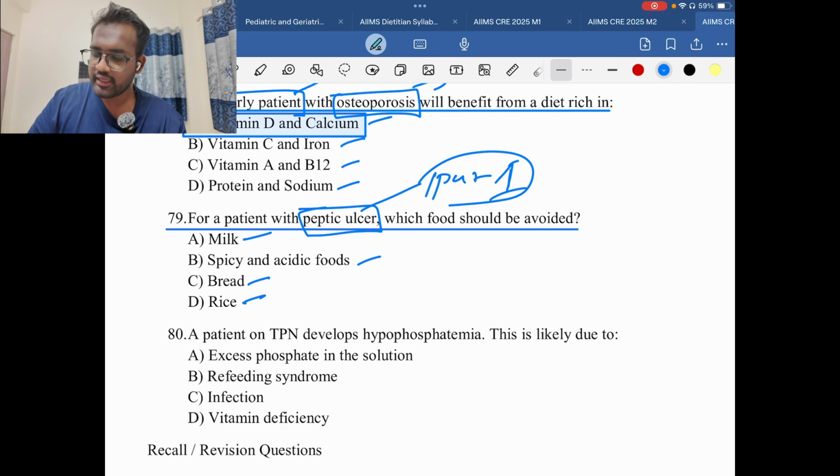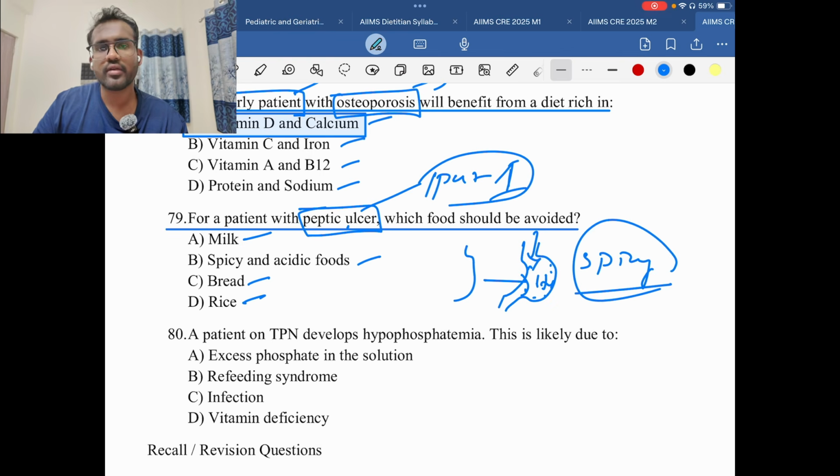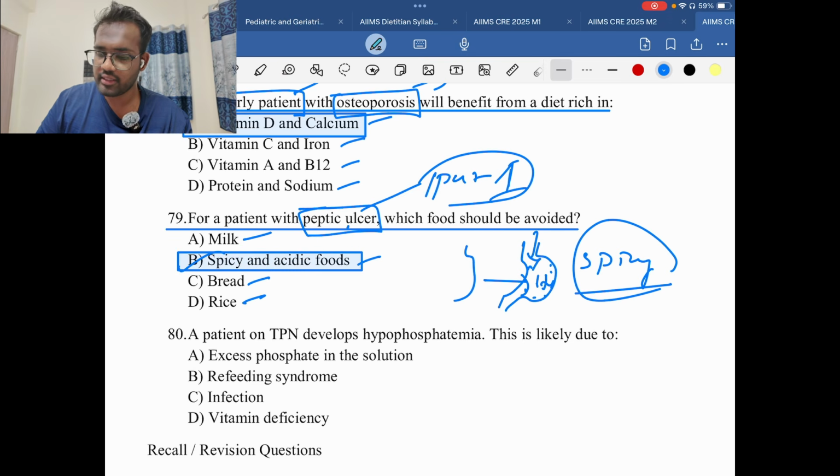In a peptic ulcer, there will be some ulcers in the stomach. Suppose this is the stomach, and there is some peptic ulcer here. When the food passes, there will be release of HCl, which leads to a burning sensation at the peptic ulcer, which causes a lot of pain. And including spicy food also causes a lot of irritation. So the answer will be that spicy and acidic food should be avoided. We need a bland diet. In this case, spicy and acidic food will not be given.